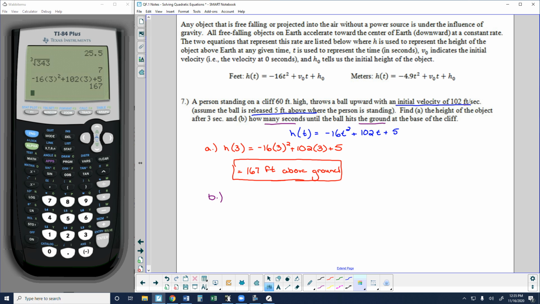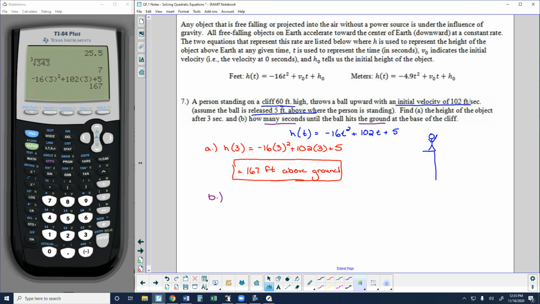Sorry, I made a mistake. We're going to have to go back and fix this problem. I apologize. I left out a piece of information here. Our individual is standing on a cliff. So if I drew a rough sketch, here's my cliff, here's my individual, here's the individual throwing the ball.